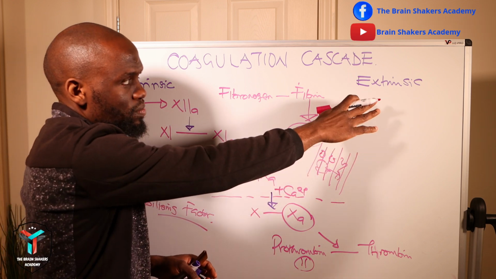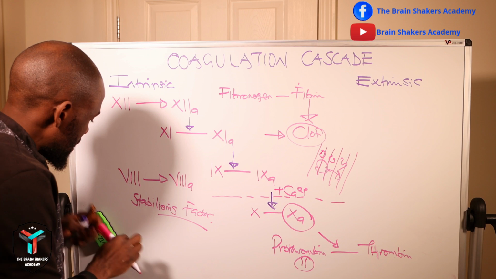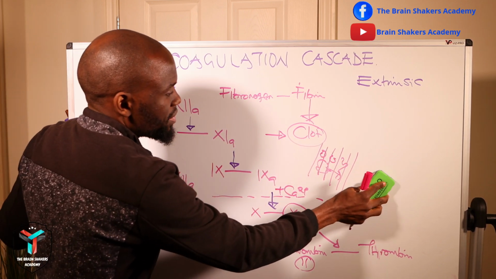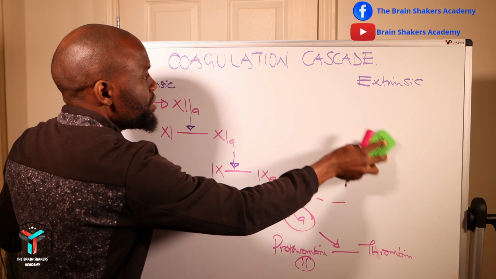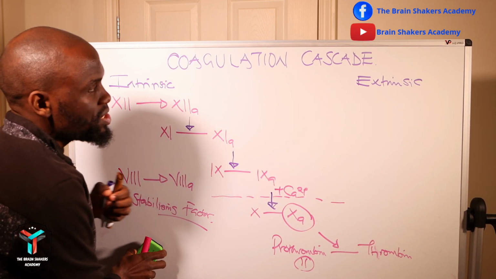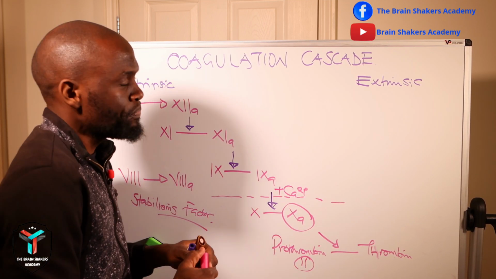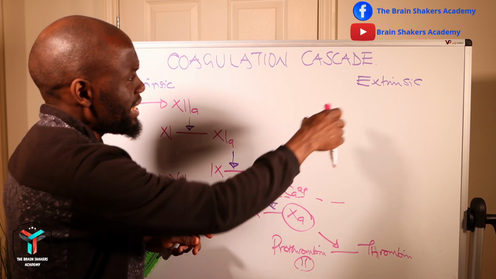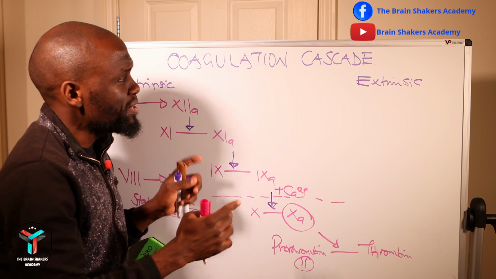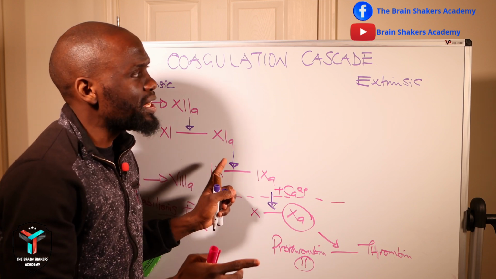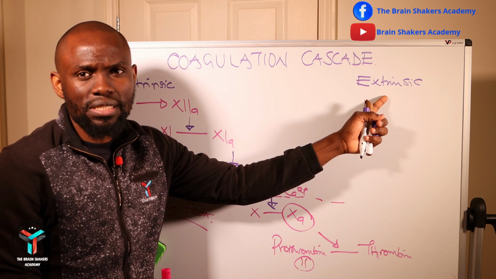Now, let's quickly look at what happens with the extrinsic pathway. So the extrinsic pathway is going to be initiated when you have tissue damage. If you have any injury on the skin, or any injury on any other part of your body that is outside the circulatory system, then the clotting mechanism that will be initiated will be the extrinsic pathway.